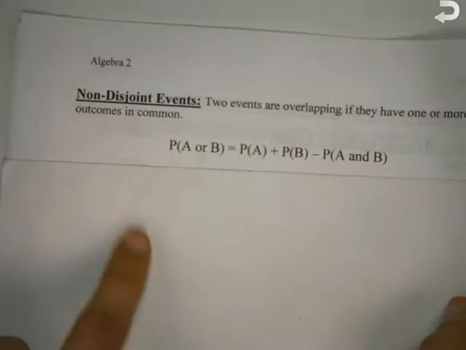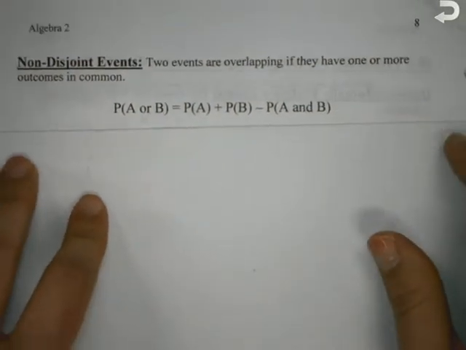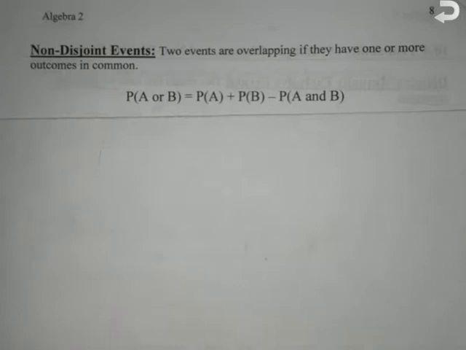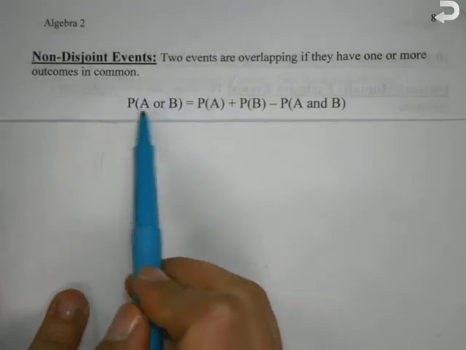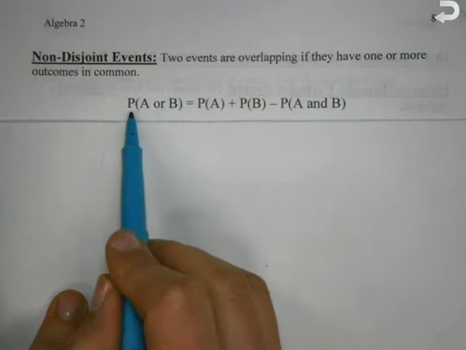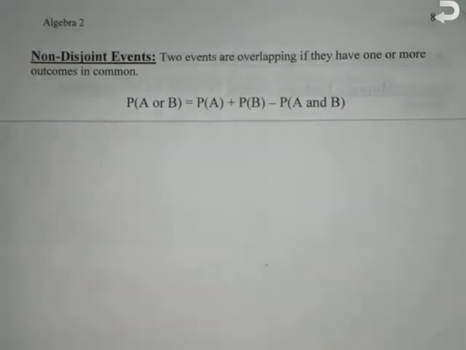So, non-disjoint events. Two events are overlapping if they have one or more outcomes in common. And so the examples have to do with cards, and we'll see what that looks like. This is going to be an OR event, the probability of A or B happening, but some of the outcomes overlap. One of the examples talks about cards, and it wants to know if I pull a card, what's the probability of it being a queen or it being a black card? Now there's two black queens in the deck, right? So there's some overlap here.